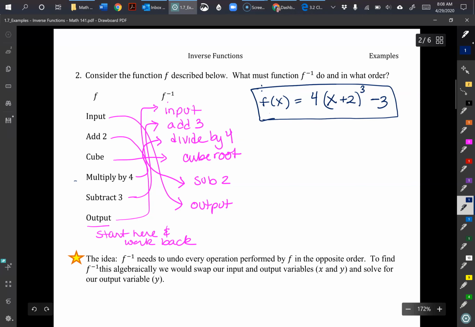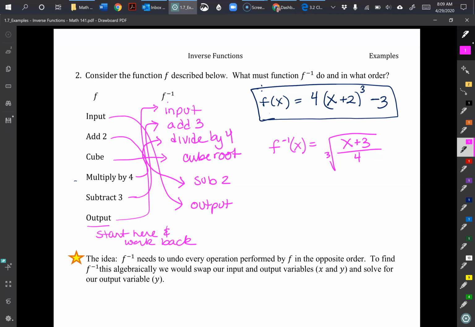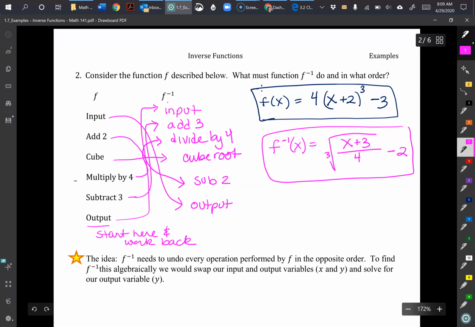Okay, so for the f inverse, let's write that one in the pink, of x. Remember, be careful how you write that. Our input is x. We would add 3 to it. Then we divide that whole thing by 4. Then we take the cube root of that entire thing. And then subtract 2, and that becomes our output. So it's a little different if you've never done anything like that before.